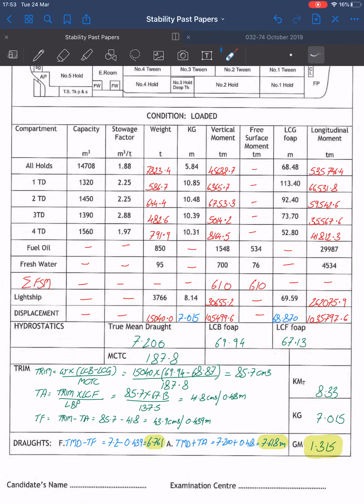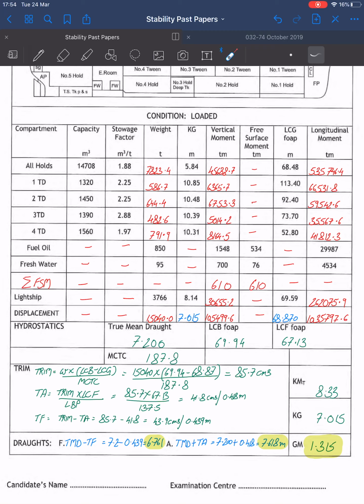Now most of you would be wondering why this LCB and LCF have not been taken to three places of decimal. As I said, whatever we calculate, like LCG, LCB, KB, KM, needs to be taken to three places of decimal. But these values have been derived straight from the tables. In the same way we obtain the MCTC, which is 187.8. KM is 8.33, again from the tables.